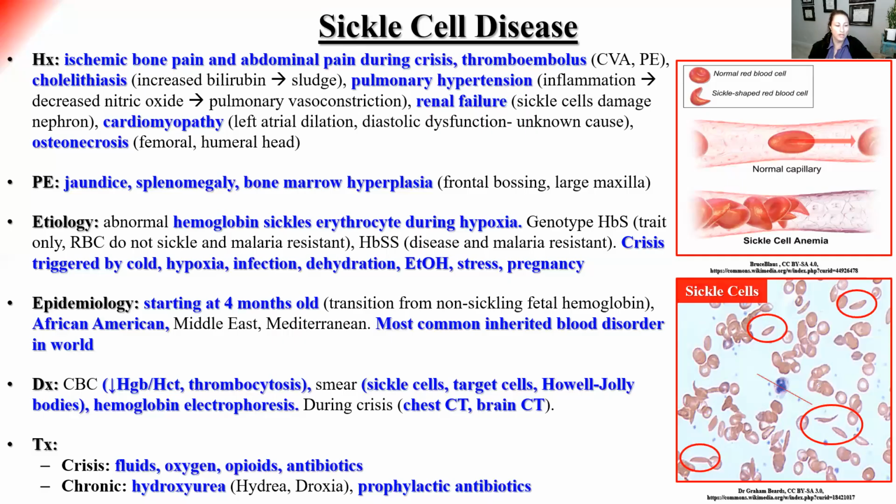If you're treating them chronically, hydroxyurea is the mainstay therapy for this one. And what hydroxyurea does is it increases the amount of circulating fetal hemoglobin, because remember that fetal hemoglobin does not sickle. Sickle cell, very commonly tested on your boards.